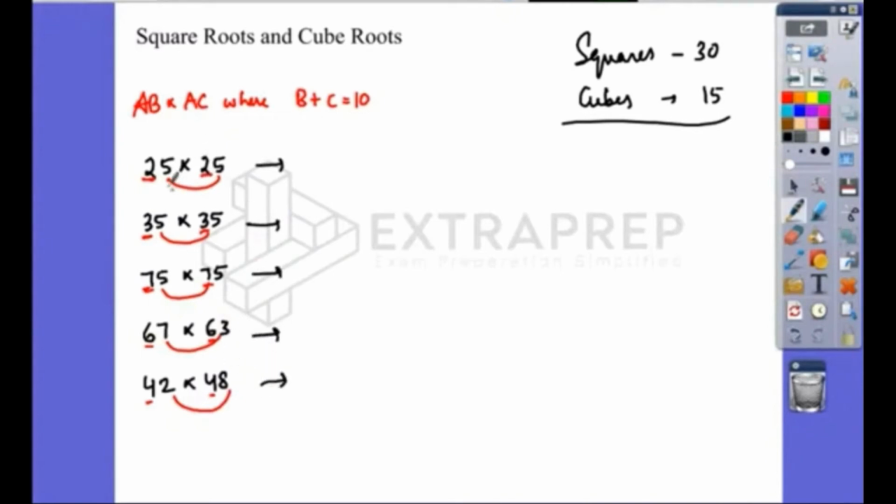First, what you'll have to do is: 2, what's the next number? 3. 2 3s are 6. 3, what's the next number? 4. 3 4s are 12. 7, what's the next number? 8. 7 8s are 56. 6, what's the next number? 6 7s are 42. 4, what's the next number? 5. 4 5s are 20.